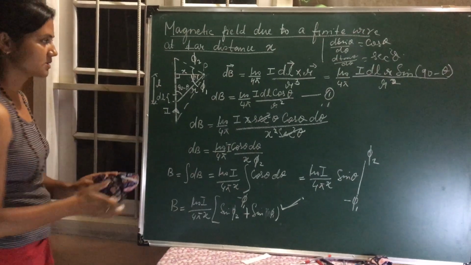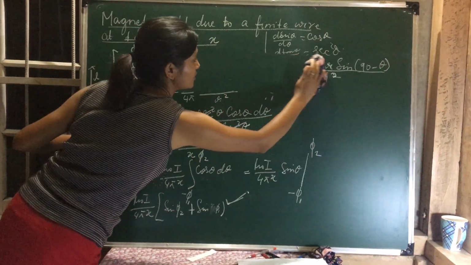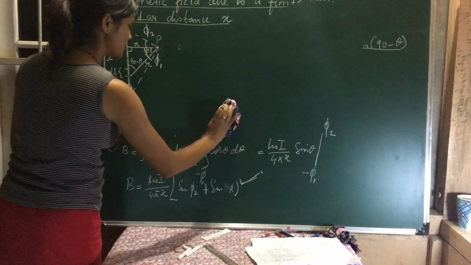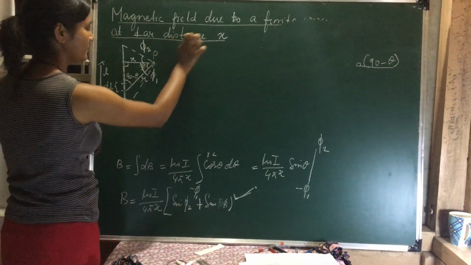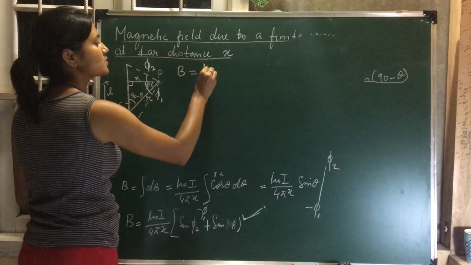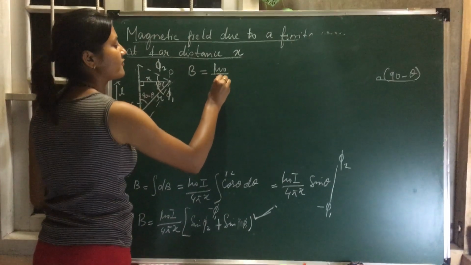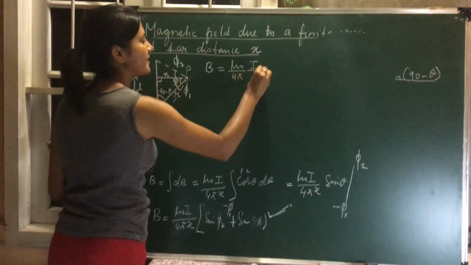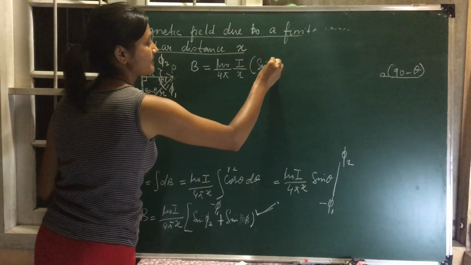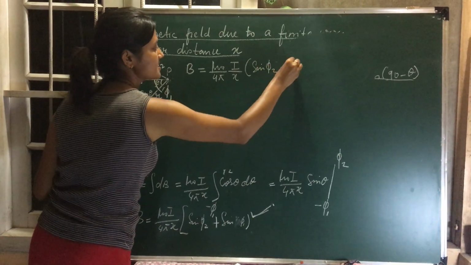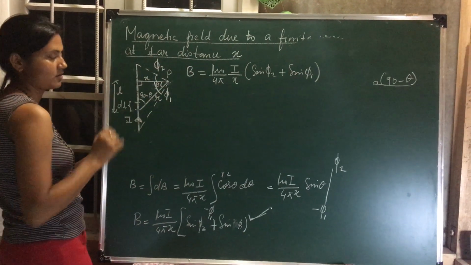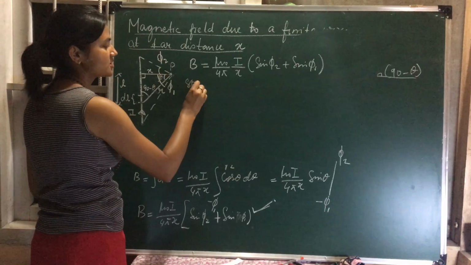Now, a special case, which you are going to deal with again and again in many cases. What is the magnetic field at P? Magnetic field at P is mu 0 by 4 pi, I by x, sine phi 2 plus sine phi 1, right? Now, let's take one special case.